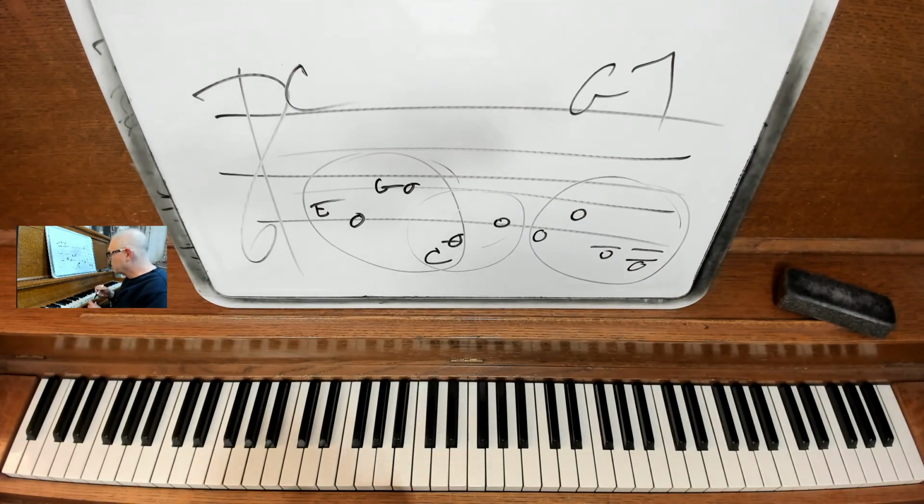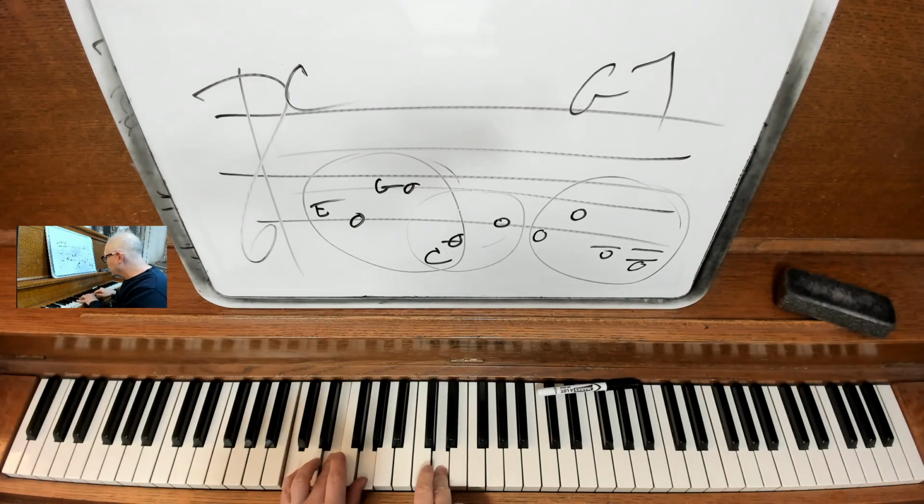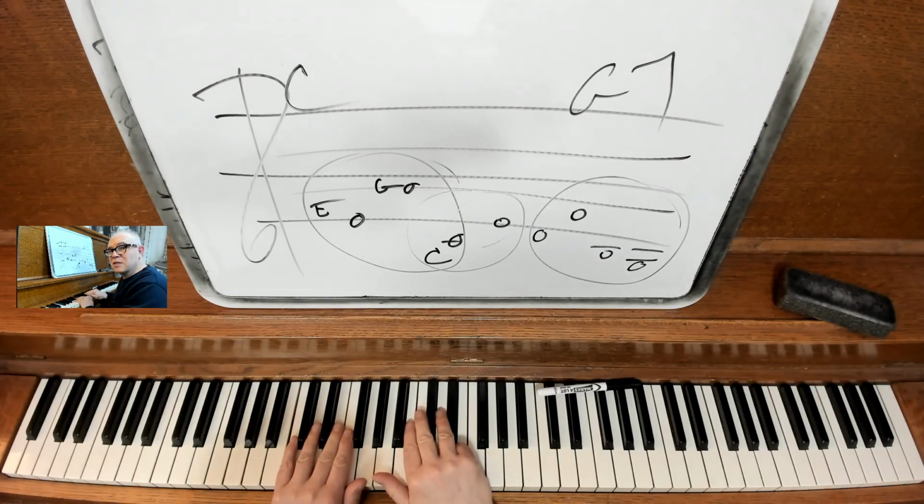Notice something interesting. When it goes back to the C chord, the melody is D. It's actually not part of the chord. Right? That's called an appoggiatura in music. It's basically a wrong note. It's a wrong note on the right beat.